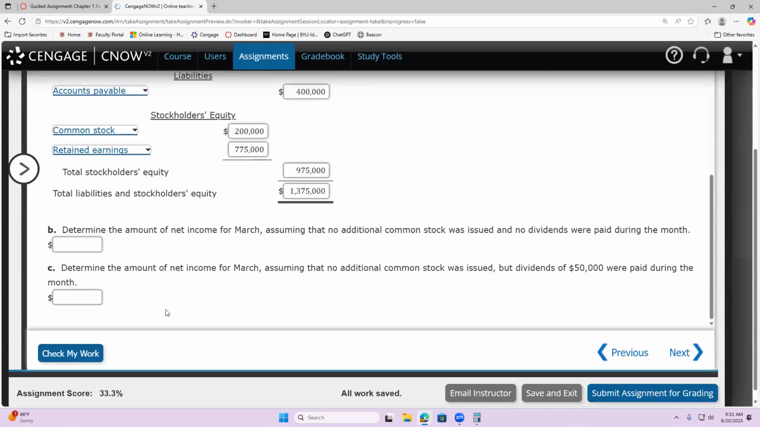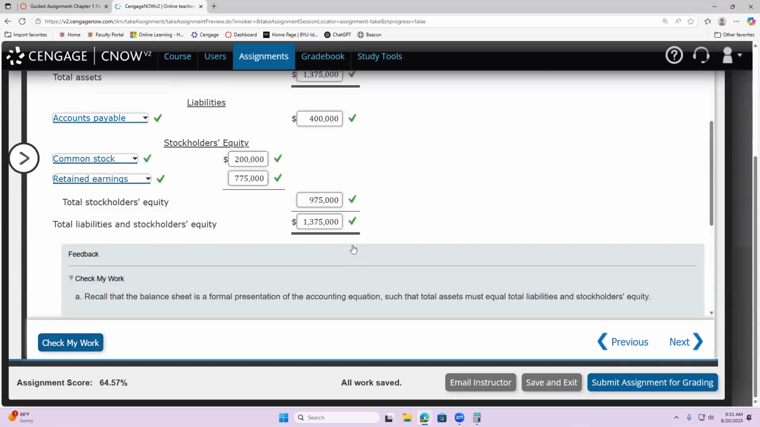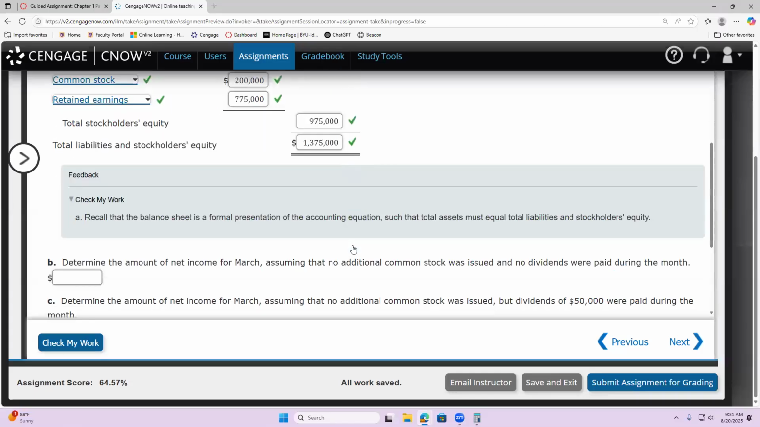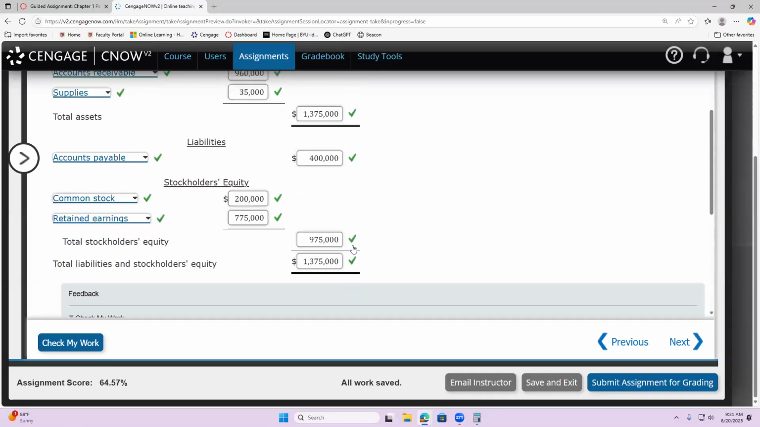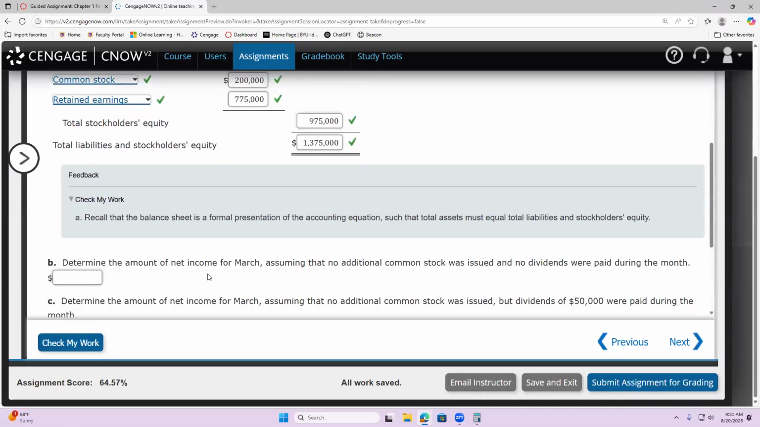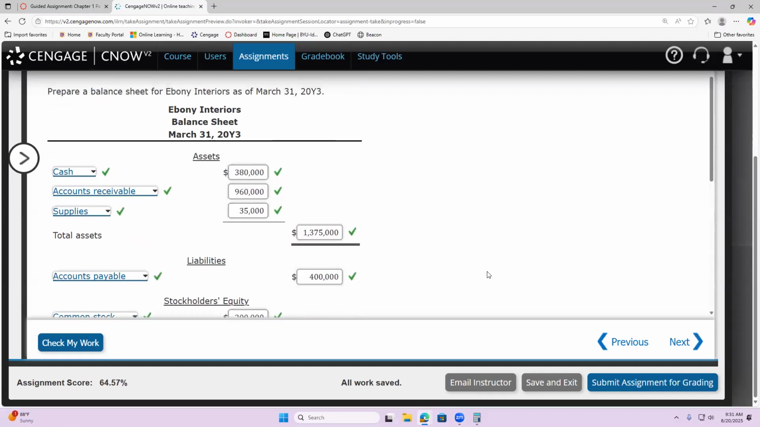So I'm gonna use a check right now to make sure I didn't make any mistakes. So that all looks good. But now I know I have good numbers there for answering the last 2 questions here. So determine the amount of net income for March, assuming that no additional common stock was issued and no dividends were paid during the month.